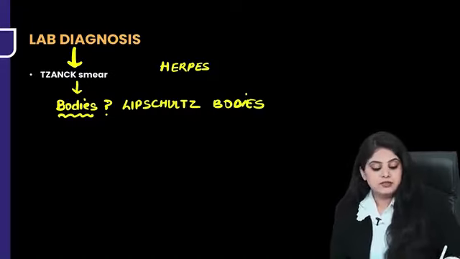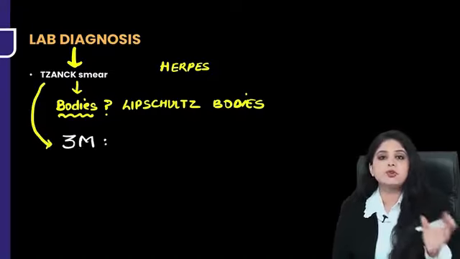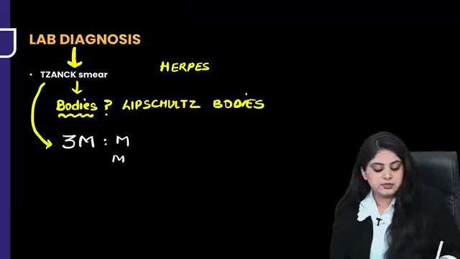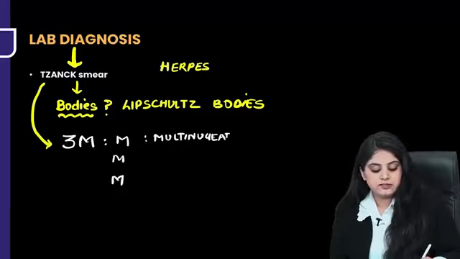Other than that, please remember the Zank smear for herpes shows you 3 M's. You know the picture or you don't is irrespective, but you need to know these 3 M's. What are the 3 M's that are a must to know? Number 1, you are going to have multinucleation. You will see multinucleated giant cells.